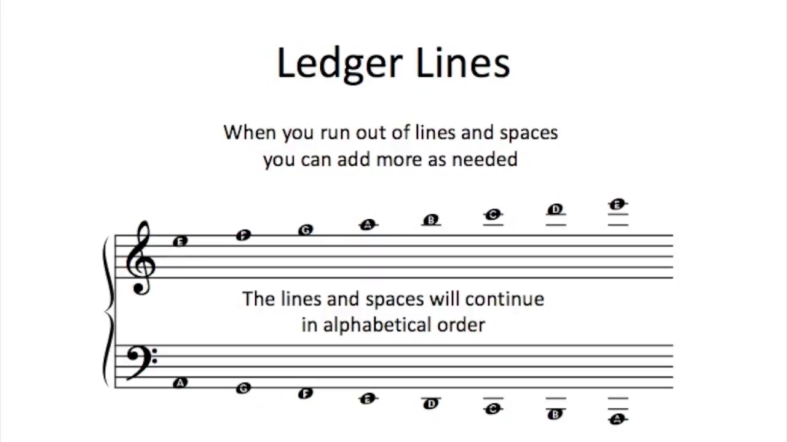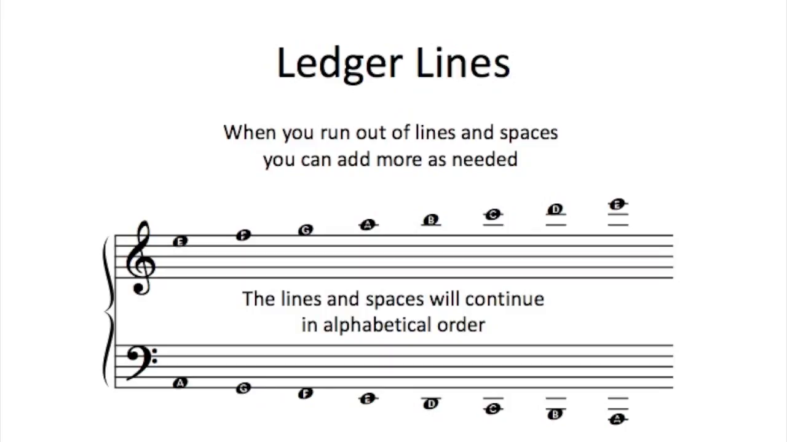It's important to point out that you do not add ledger lines until there's going to be a note on that line. Notes written above a ledger line or below a ledger line represent spaces automatically. Note heads written on ledger lines will continue to go through the musical alphabet in order, as if they were written on the normal staff.